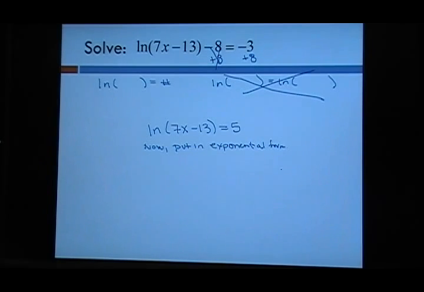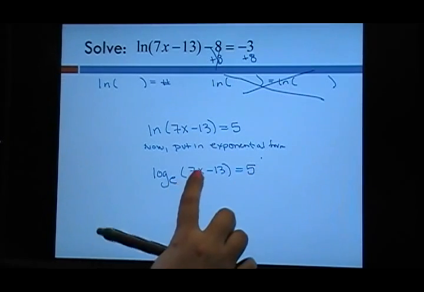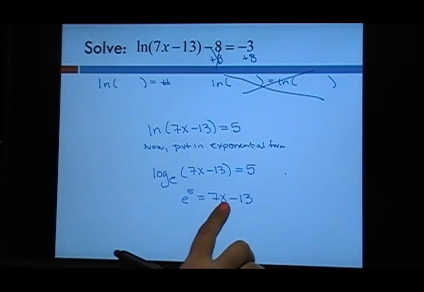Okay? And to do that, remember, ln is shorthand for log base e. So this says log base e of 7x minus 13 equals 5, or 5 is the power that e is raised to get 7x minus 13. Or e to the 5th equals 7x minus 13. And now we just have to work to get x by itself.